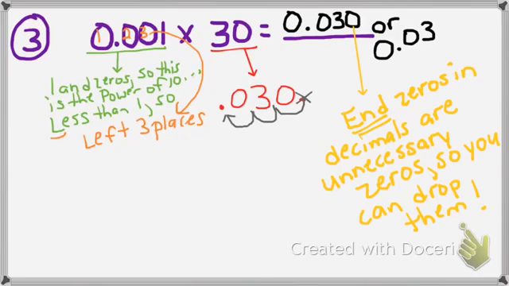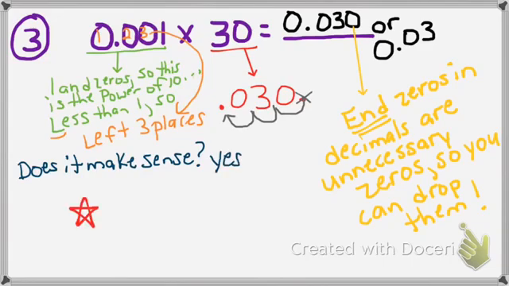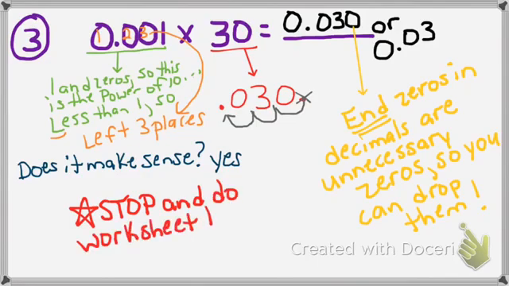Now I'm going to ask myself again the oh so important question, does it make sense? So my starting number was 30. I have 30 whole chocolate bars. I'm going to multiply that by 1,000th. So I'm going to take each chocolate bar, break it into 1,000 pieces. I'll have one of those thousandth pieces from each chocolate bar. So I'll have 30 thousandths. And my answer is 0 and 30 thousandths. So yes, this does make sense. Please stop and complete worksheet number 3 right now.